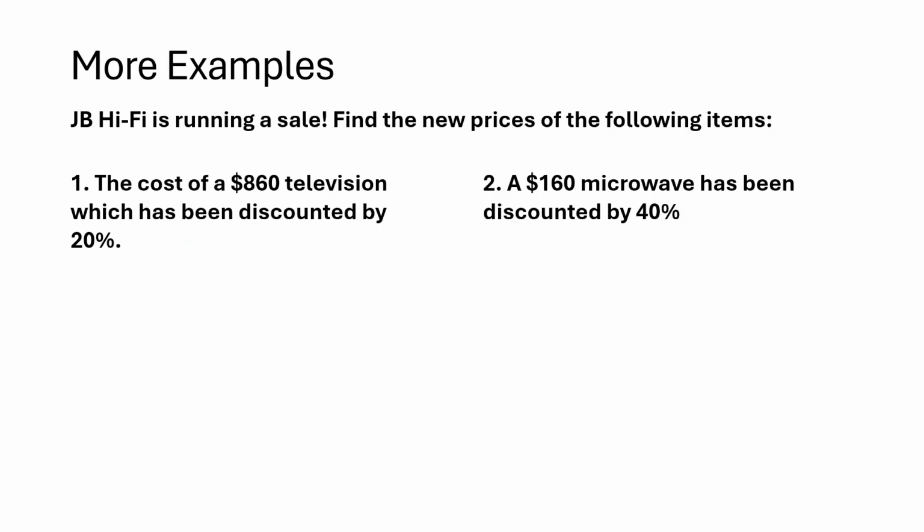Now, feel free to pause the video here and give this one a go, but I'll run through it as well. This one here, we're looking at a discount instead of a markup. And so that means we're going to be subtracting whatever the amount we find is, okay? First step, we're going to find 20% of $860. So we're going to do 20 over 100 times 860. That's going to give me $152.